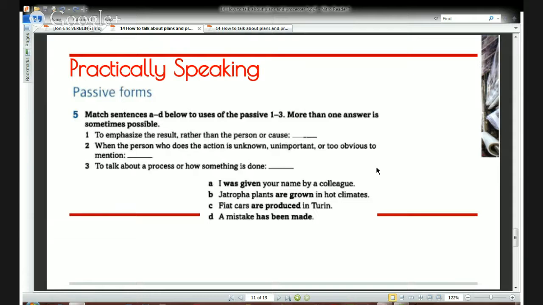A mistake has been made. That's right. The focus is on the mistake. We don't care about who did it. That's absolutely right.